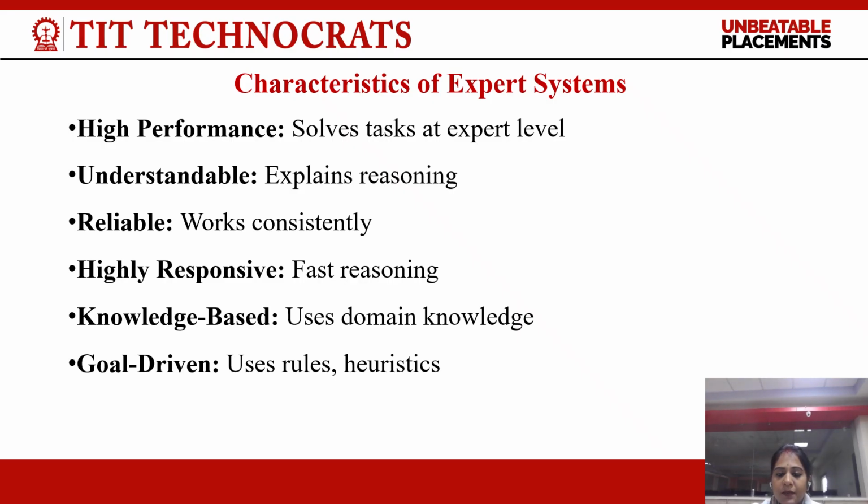Characteristics of expert system. It has some important characteristics. It has high performance. They can explain how conclusions were made. Their answers are consistent. They quickly apply rules. They work on stored expert knowledge. They follow rules to reach a conclusion. For example, a banking expert system deciding should we give this person a loan, it checks income, credit score, job history, and then decides whether we have to give the personal loan to a person or not.